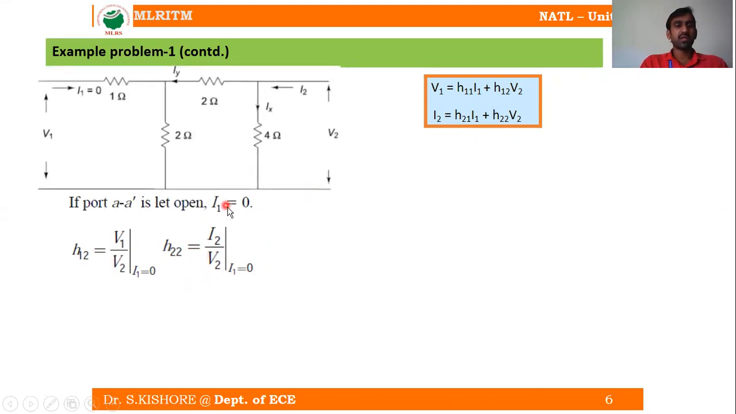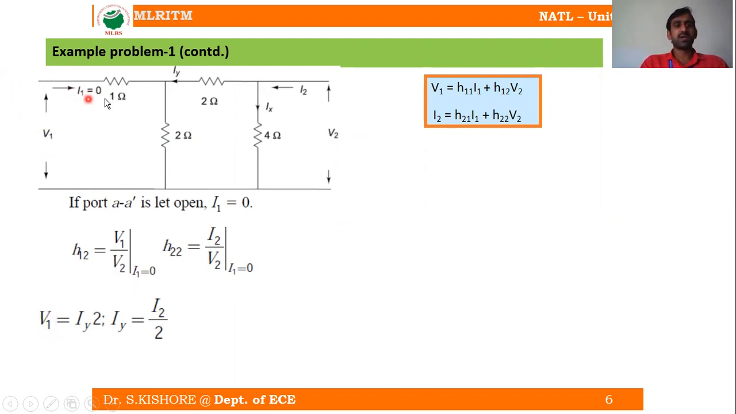If I1 is equal to 0, this is going to be our equivalent circuit, the same circuit with I1 equal to 0, and V1 and V2. Here V1 is there, V2 is there. So let us calculate V1. V1 by V2 means we should get V1 in terms of V2, so first let us write the equation for V1.